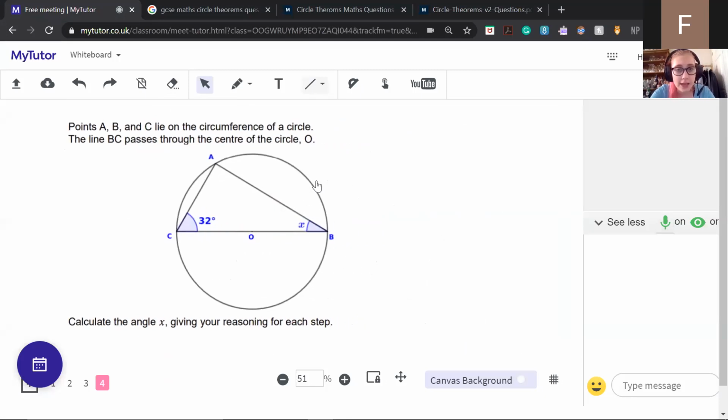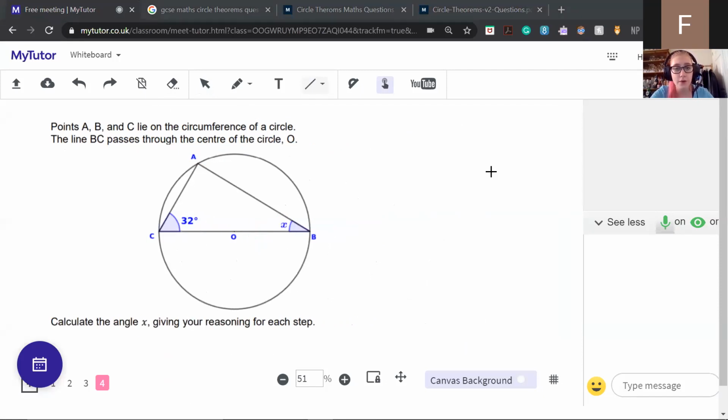Again, we've got the same format as before: some information that tells us pretty much exactly what we can see from the diagram. A, B, and C are on the circumference, and this line passes through the origin, O, the center of the circle. So that means CB is a diameter, and we want to calculate the angle X. There's actually going to be two steps to this one.